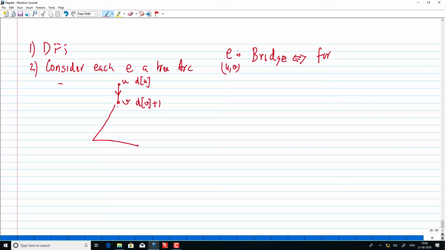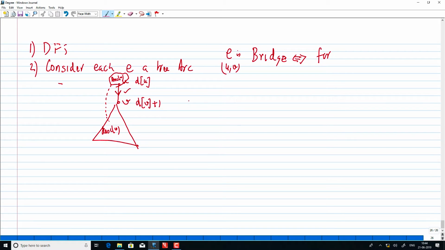So let us say these are all the descendants of V, and what you have is the ancestors of U. Somehow, if I can cleverly check if there is a back arc that goes from a descendant of V to an ancestor of U, then I immediately know that this is not a bridge. So that's basically my logic. And somehow I want to calculate this without doing one more depth first search.